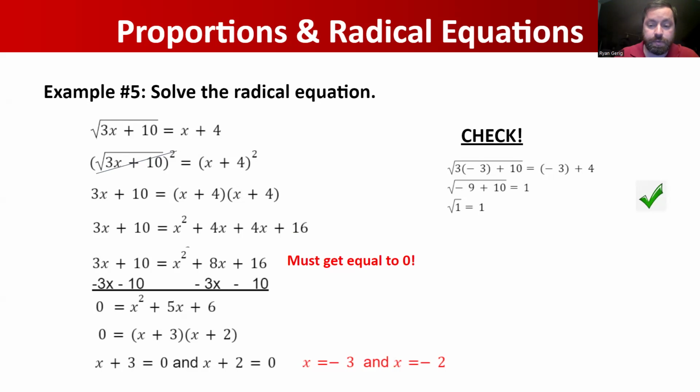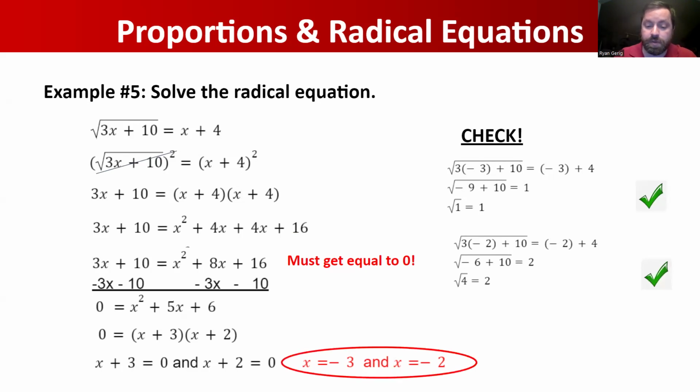Let's try negative 2. 3 times negative 2 plus 10, that's negative 6 plus 10, which is 4. The square root of 4 is 2. If I put negative 2 on the right-hand side, negative 2 plus 4 is 2 as well. So yes, that one works as well, meaning both of those are solutions. Okay, and that concludes lesson 2, a couple examples of how quadratics show up in things that we've already done.